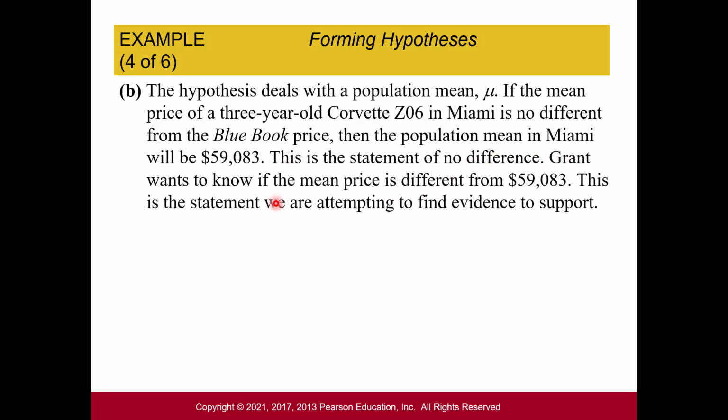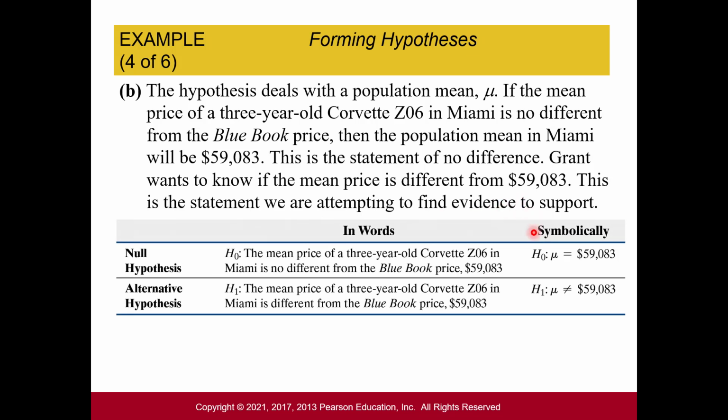And then Grant wants to know if the mean price is different from that amount. So that's the alternative hypothesis. That's the statement we're trying to find evidence to support. So in this case, the null hypothesis is mu equals $59,083. And then the alternative hypothesis is that mu does not equal $59,083. It could be more or less. It's just not equal to that value.